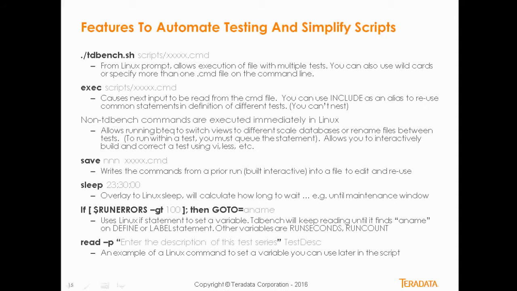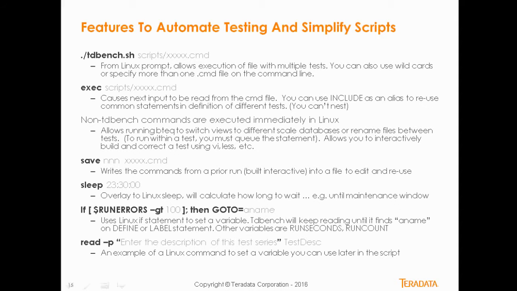So, for example, you could build a command file that runs tests with 1, 5, 10, 20, 40, and 80 different workers. Then run BTEQ to change the views to point to a database with a larger scale data or one with AGIs, and repeat the tests from 1 to 80 workers. If you develop a script interactively, you can save the commands from that run ID to a file, edit the file, and run it later with the execute command.